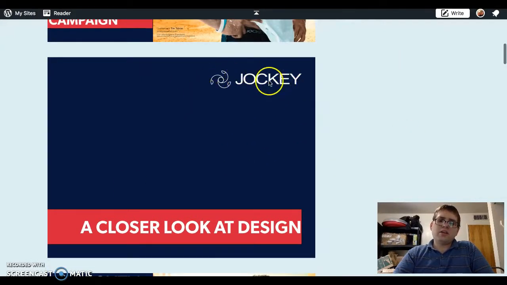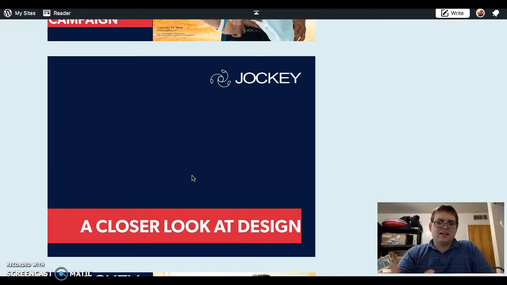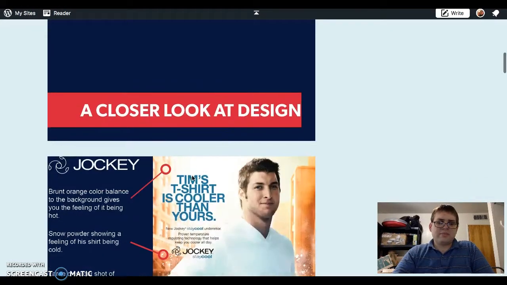I kind of wonder if I would move this down, and have it right here, the logo. I just think it might look a little bit nicer having them closer together, proximity wise, right? It kind of says, yeah, this is a closer look at the design for this company, right?